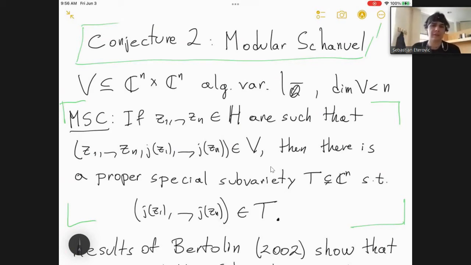So there must be some kind of modular relations between the J numbers, or if you want, there must be rational Möbius relations between the Z's. There has to be something like this. That's what the conjecture is saying. That's the only way that a point can be inside of a variety of dimension less than n.